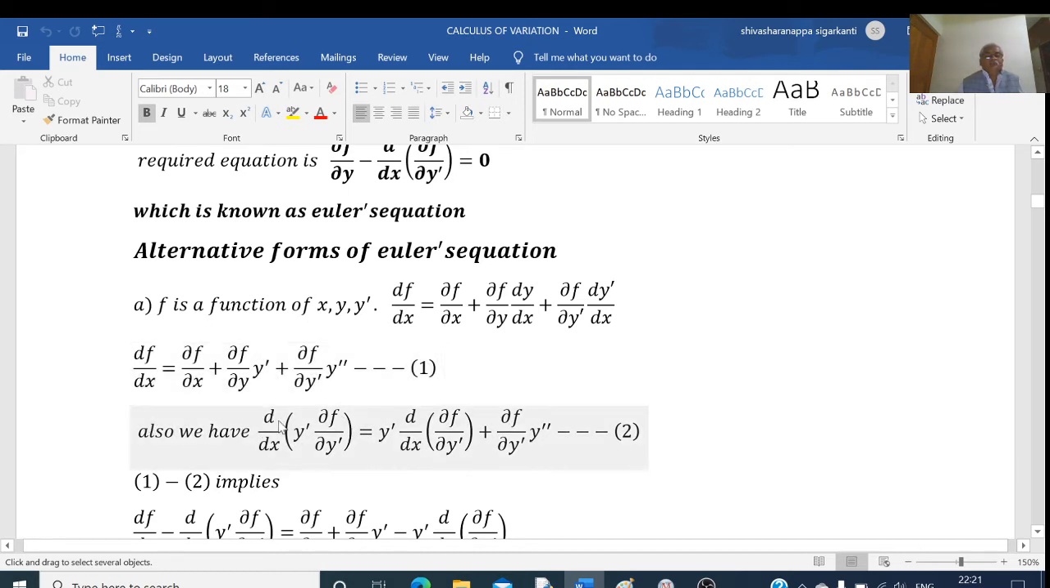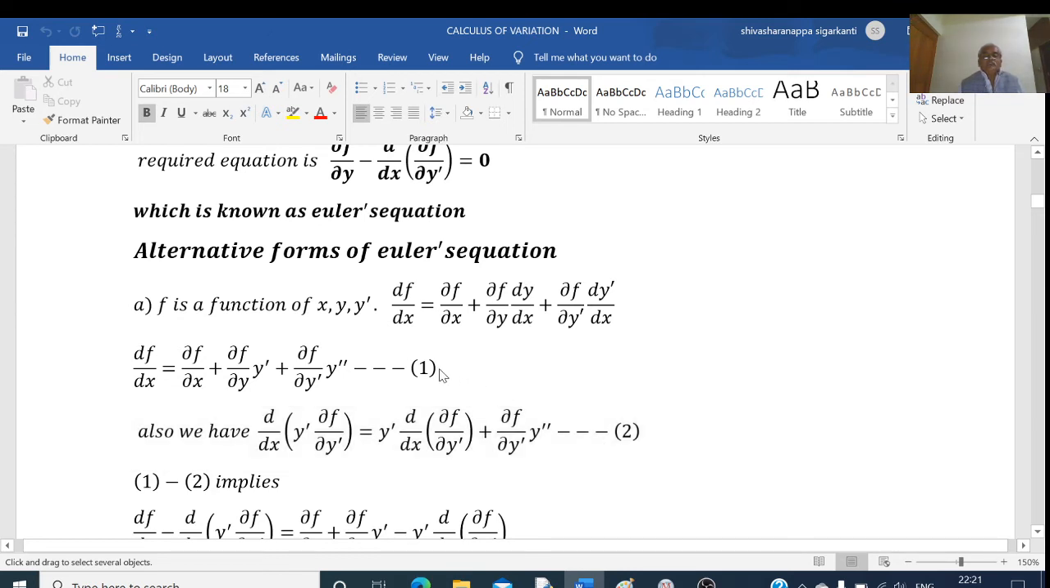Also we have d by dx of y dash into dou f by dou y dash. Differentiating this using the product rule: first function is y dash into derivative of the second, d by dx of dou f by dou y dash, plus second function dou f by dou y dash into derivative of first. So derivative of y dash is y double dash. I will take this as equation number 2.